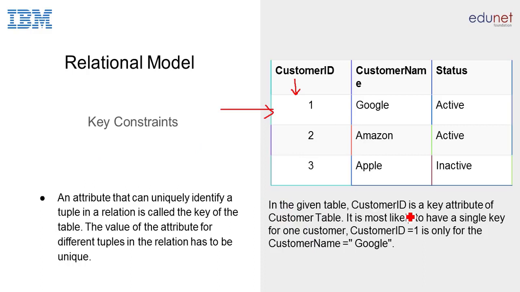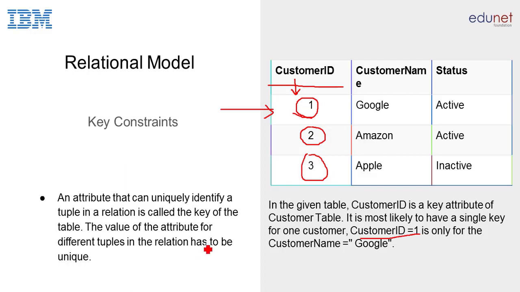In the given table, this is the customer ID, a key attribute of customer. It is most likely to have a single key for one customer. For example, customer ID equal to 1 is only for one customer, which means it cannot be repeated. Once it is allocated, it cannot be repeated. 2 is allocated, it cannot be repeated. 3 is allocated, it cannot be repeated.